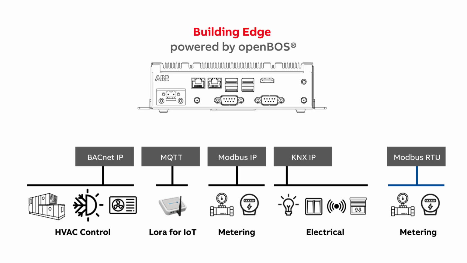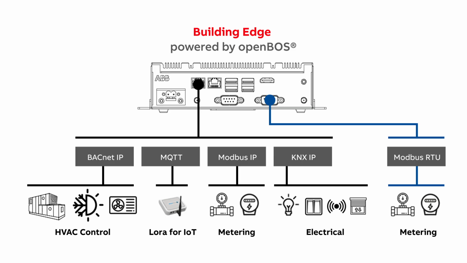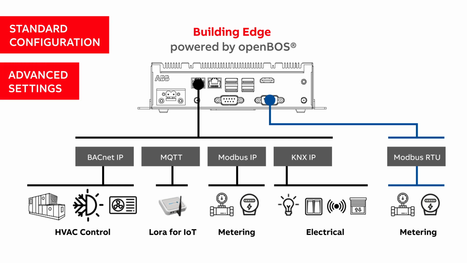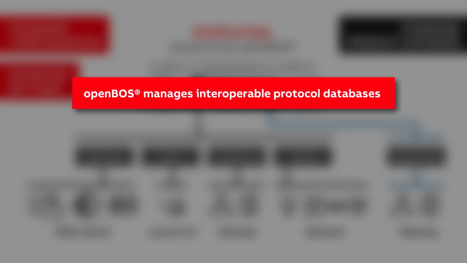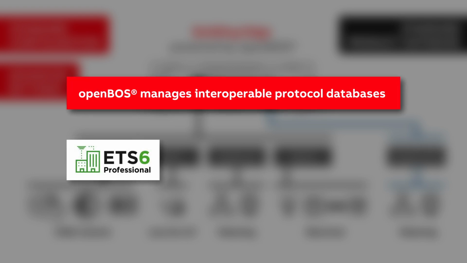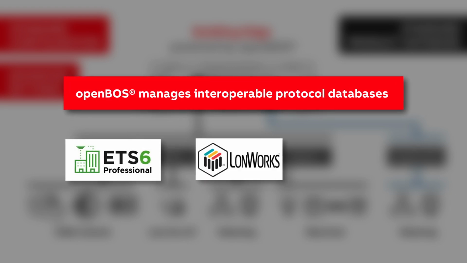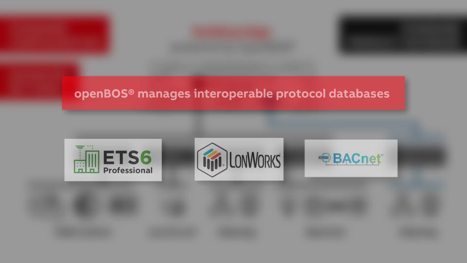For each protocol, users may define the IP port or serial port where the protocol runs. They may also configure the protocol settings for that network, with either a standard configuration or advanced settings. Moreover, users may import the list and configuration of all the products connected and the associated points users may read or write. openBOS manages interoperable protocol databases, such as ETS for KNX, LNS for LonWorks, and EDE for BACnet.